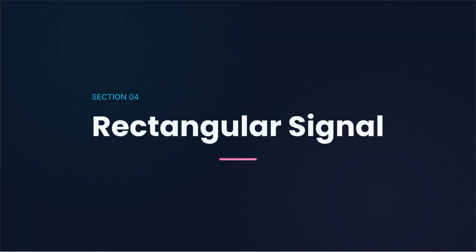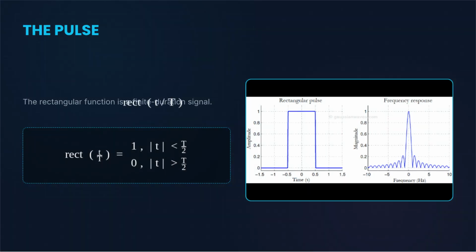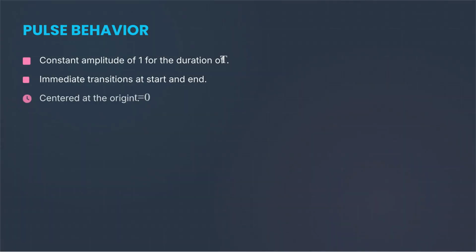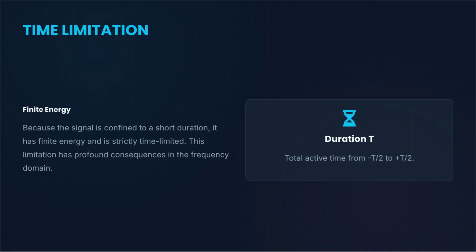We now begin section 04, focusing on the rectangular signal. The rectangular function, also known as the pulse, is a finite duration signal defined by these equations. It has an amplitude of 1 for a time duration t, centered at the origin, and 0 elsewhere. The pulse is characterized by a constant amplitude of 1 for the duration t, immediate transitions at its start and end, and is centered at the origin t equals 0. The rectangular pulse is strictly time-limited and has finite energy. This limitation has profound consequences, leading to an infinitely wide spectrum in the frequency domain.